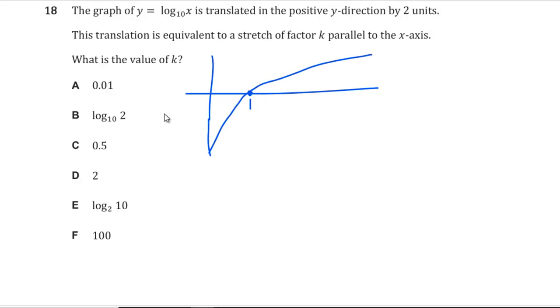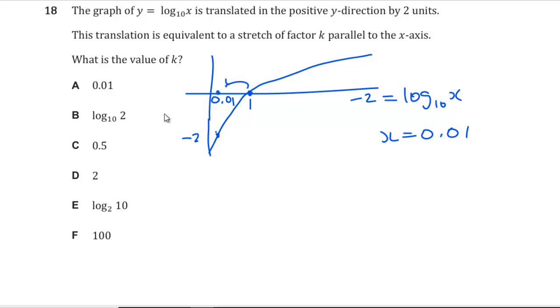So we're moving it up 2 units. Okay, so we want something which is here at -2, and then that's going to be the stretch that we're going to have on it, isn't it? Yeah. So, down there, we want -2 is log base 10 of x. So x is going to be 0.01. So that's our 0.01 there.